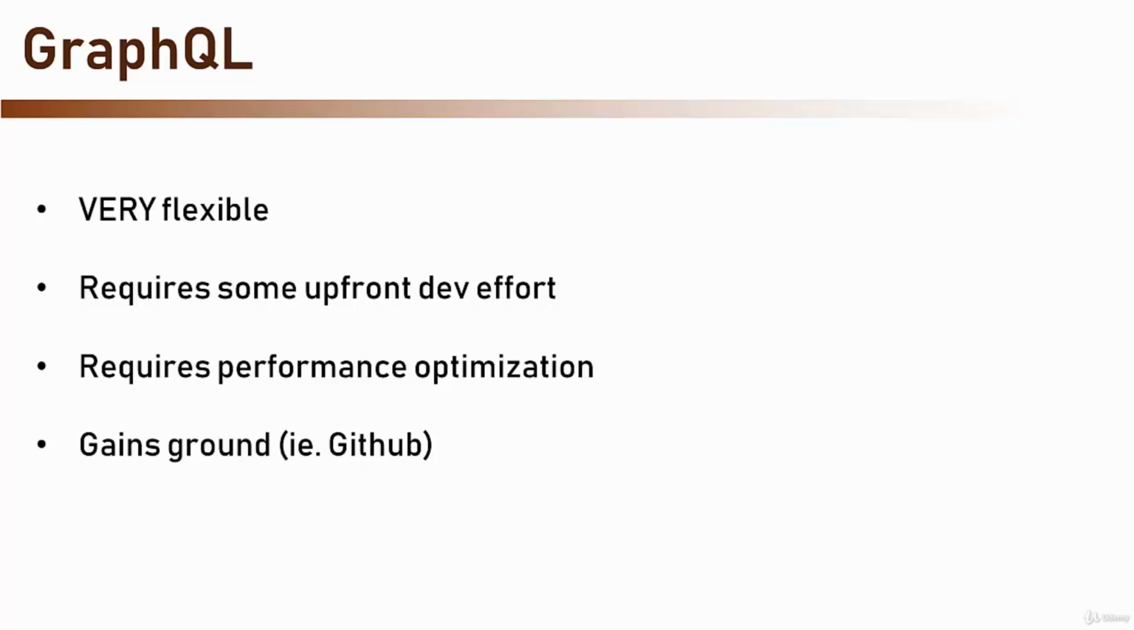GraphQL is gaining ground all around the world. GitHub, for example, announced a few months ago that they are migrating all their APIs to expose GraphQL instead of REST because they identified that most users want to retrieve only specific fields, and almost no one wanted the whole bunch of fields that was exposed by the REST API of GitHub.